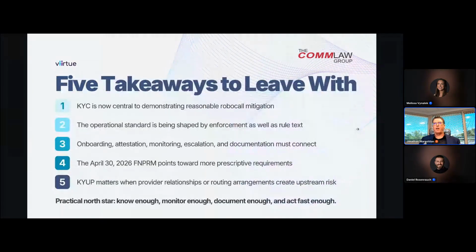So let's pull all of this together. Five takeaways. First, KYC is now central to demonstrating reasonable robocall mitigation. That's the big shift. It's not just a customer intake exercise. It's the evidence that you took reasonable steps to keep bad actors off the network. Second, the operational standard is being shaped by enforcement as well as by the rules text. Read the rules, but also pay attention to the cases. Lingo shows the connection between KYC and attestation. Telnyx shows the importance of action when fraud indicators appear. Again, those cases have their own procedural posture and disputed facts, but they're instructive.